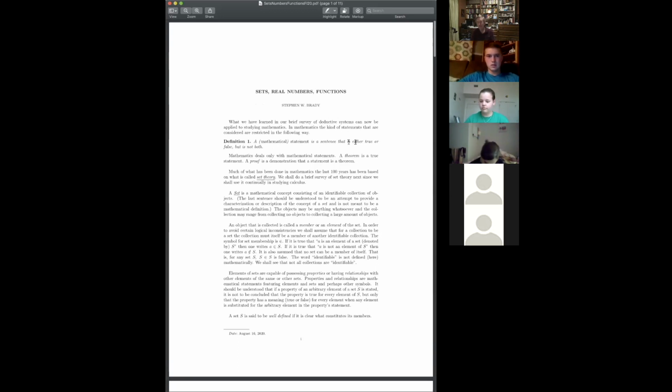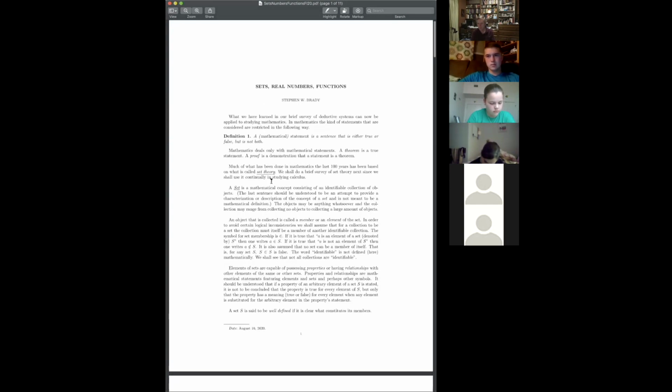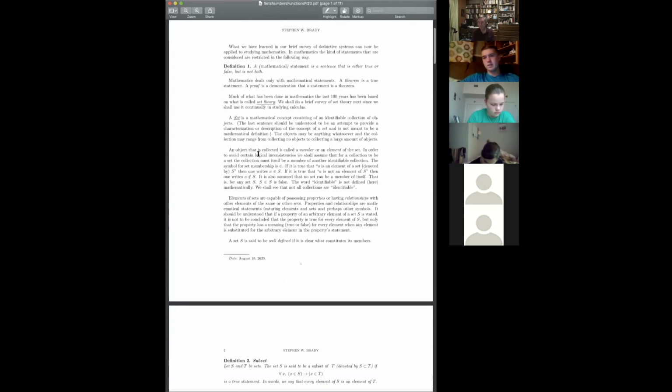A mathematical statement is a sentence either true or false, but not both. Mathematics only deals with mathematical statements. A theorem is a true statement. A proof is a demonstration that the statement is a theorem. Much of what has been done in the last 100 years has been based on set theory. So we have to talk about that because everything we do is going to involve sets.